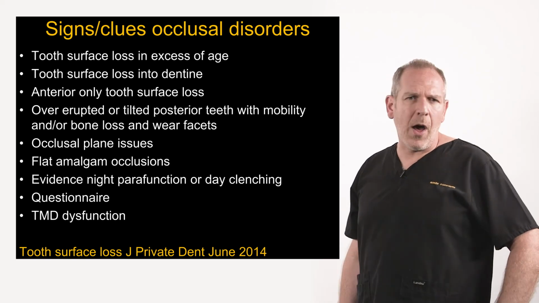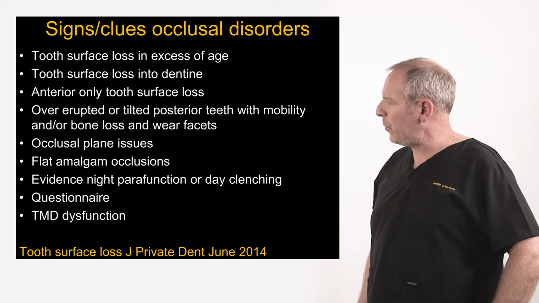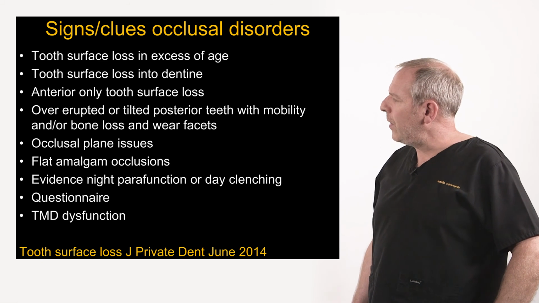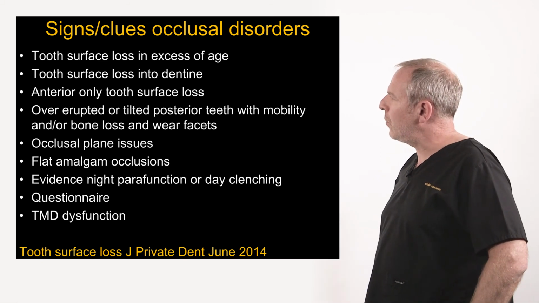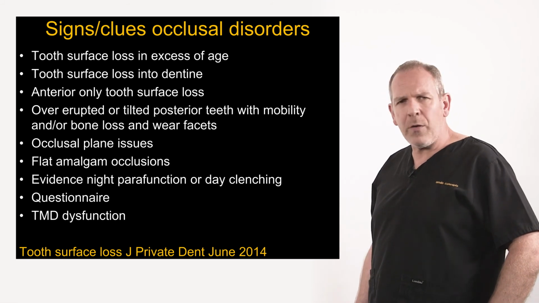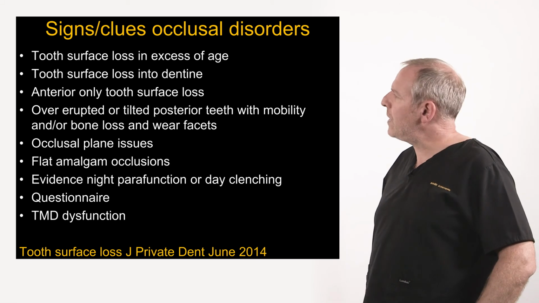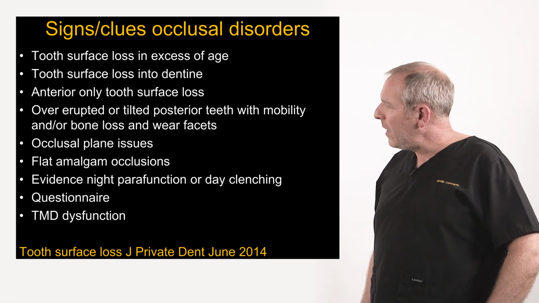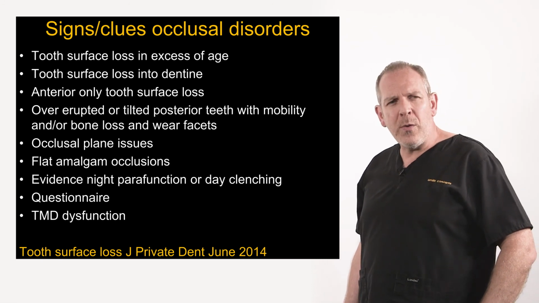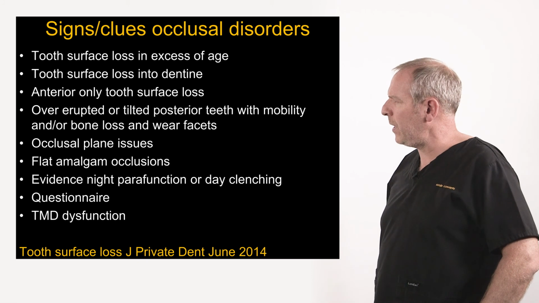So just to summarise, these are our signs or clues of occlusal disorder. And some of these I wrote up in Private Dentistry back in 2014, but look for this. Is the tooth loss in excess of the age of the patient? Is the tooth loss interdental? And is there anterior only tooth loss? All signs of some occlusal disorder potentially.